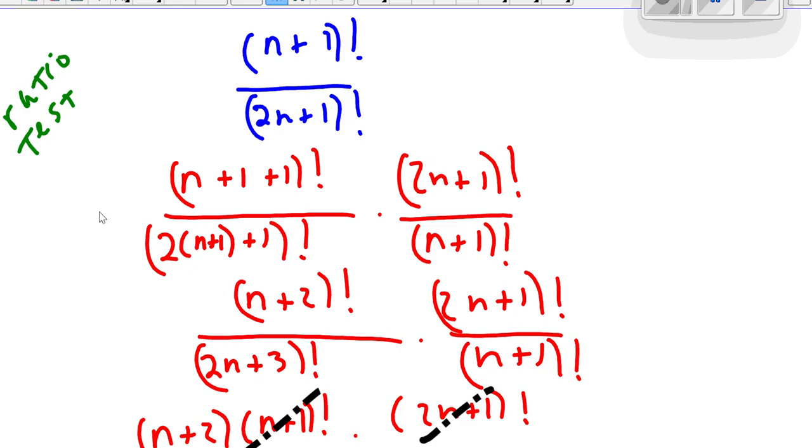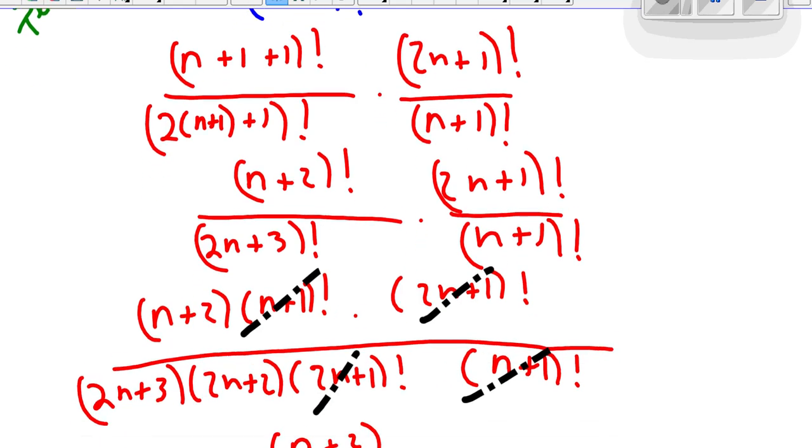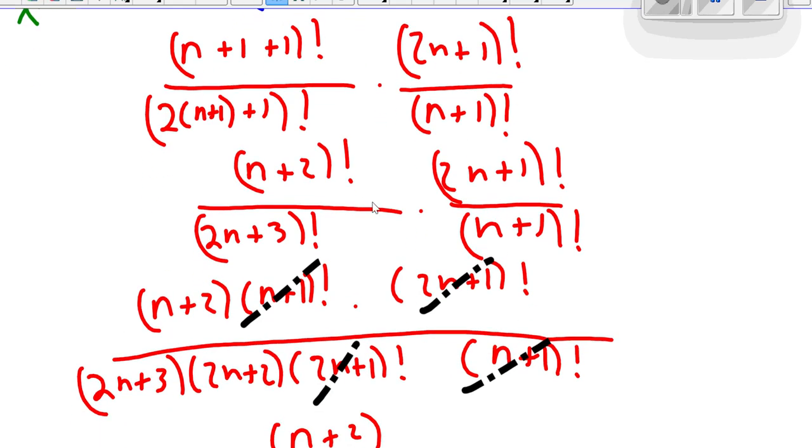Okay, so now what do we do next? Well, we have to write out what each of these factorials are and extend it. First of all, we have n plus 2 factorial over 2n plus 3 factorial times 2n plus 1 factorial over n plus 1 factorial. Remember, we're going to decrease by 1 each time. So this is n plus 2 times n plus 1 factorial. Because remember, factorial goes, if let's say the factorial of 6, 6 is 6 times 5 times 4 times 3 times 2 times 1. So every time you decrease by 1. So this is n plus 2 times n plus 1 factorial.